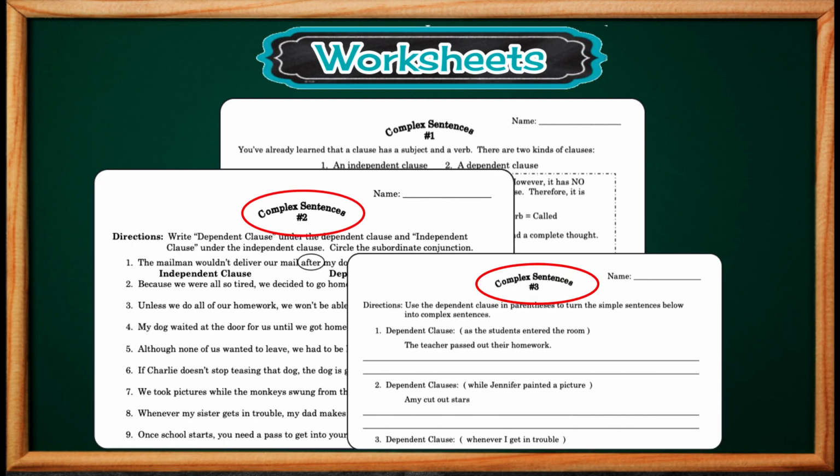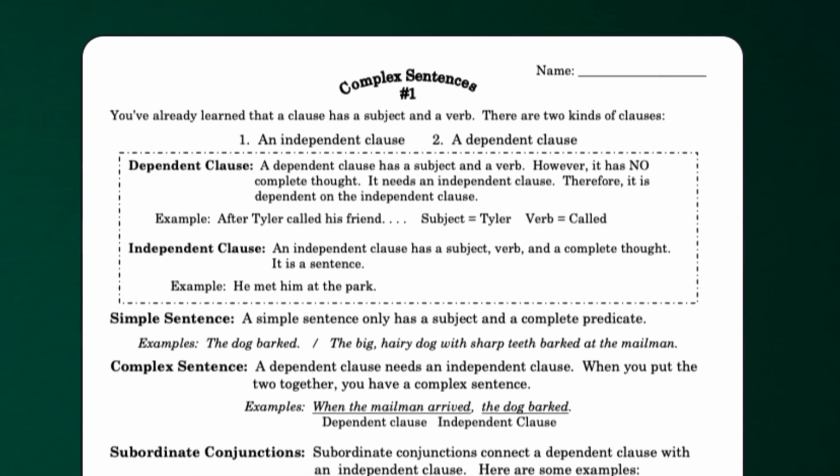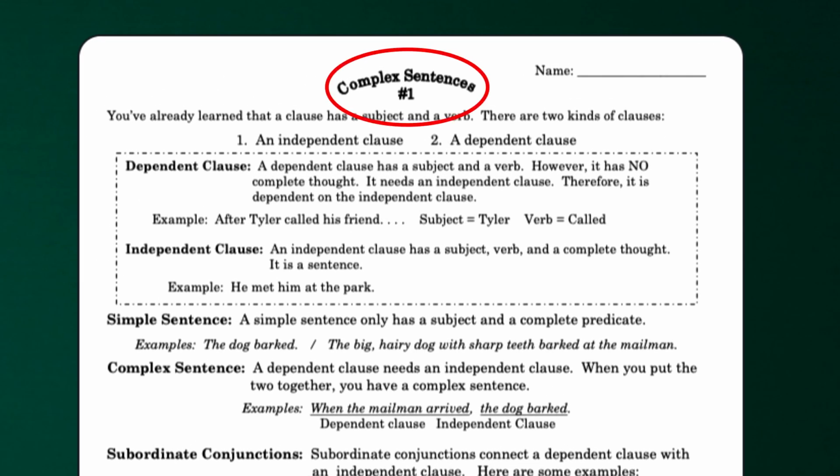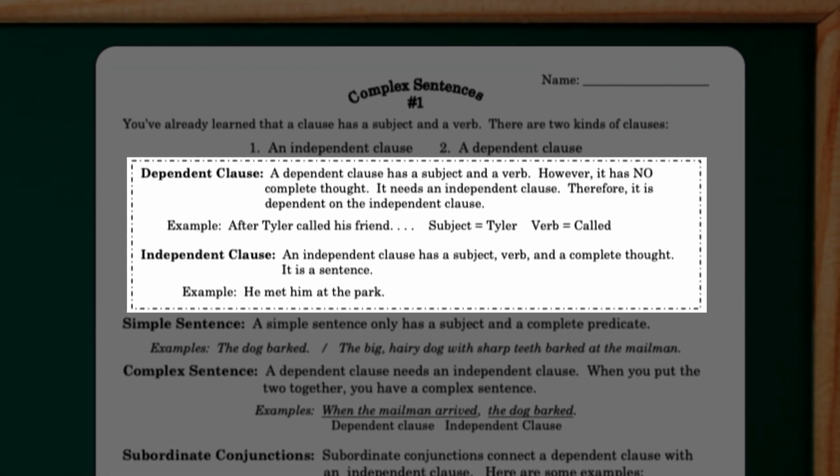Now, this is standards-based grammar, so each grammar skill is a standard. And you can see here on this worksheet that the standard is complex sentences. The way this book is organized, the first worksheet of every standard will have a lesson at the top. For the busy teacher who has so many lessons to teach in a day, it's great because it just takes a minute or two to review the lesson and you're ready to go. The lesson will either be in a box or it'll be up there at the top of the worksheet.